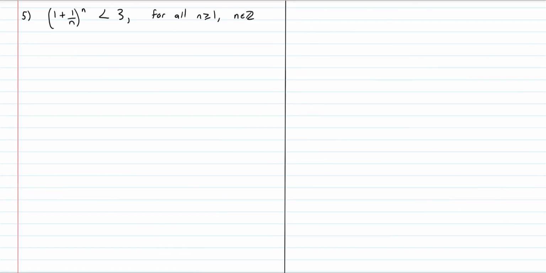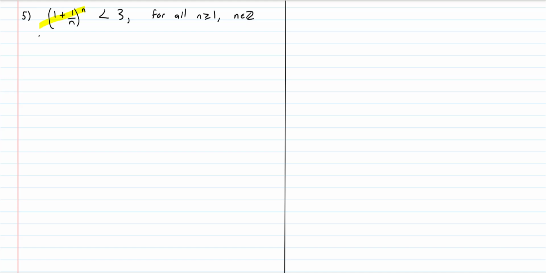Question 5. We're going to use the binomial theorem to show that 1 plus 1 over n, all raised to the power of n, is less than 3 for all n greater than or equal to 1, where n is an integer. So you might recognize this part here, that if we were to take the limit as n goes to infinity, then we just get the number e. So basically here what we're trying to show is that 3 is an upper bound for that term on the left hand side, regardless of how large we take n.